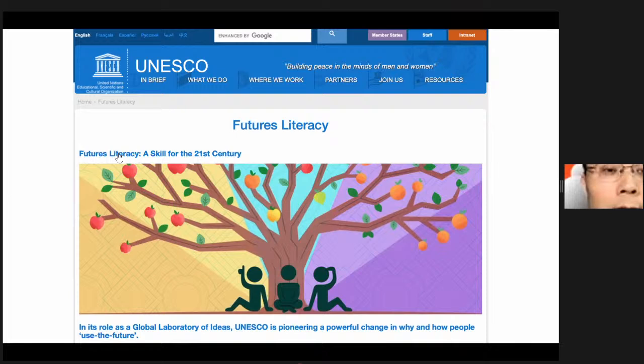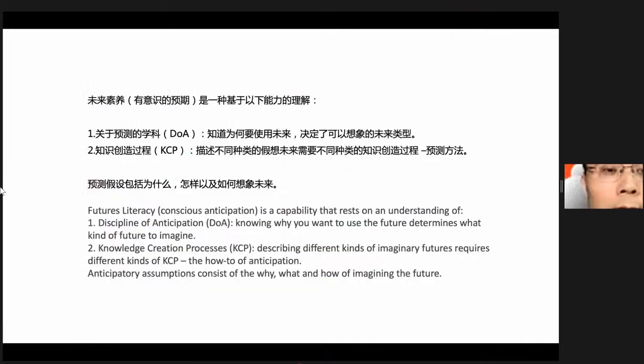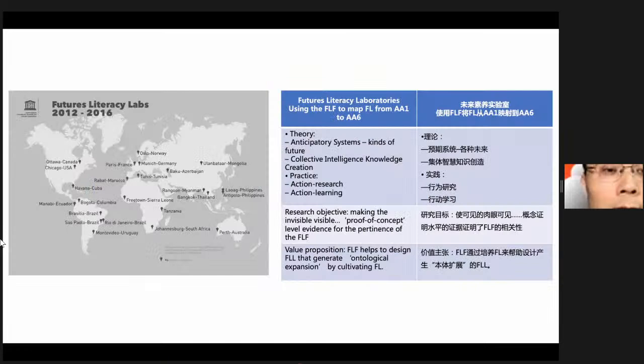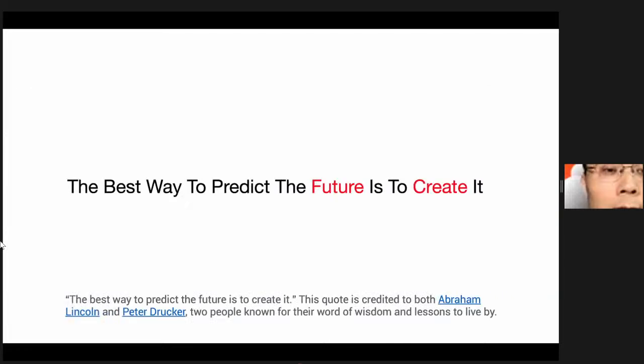On the website of UNESCO, we can see the new concept, futures literacy. Futures literacy is the study of forecasting how, why we need to use the future. We can decide the imaginable future. It can be used, it can be created. We can use different ways to use it. This is a framework of UNESCO for us to think about how to develop the future literacy. And this is a laboratory of future literacy. And this practice has been implemented in different parts of the world, including the behavior study and the action research, action learning, and to study the future and design the future.